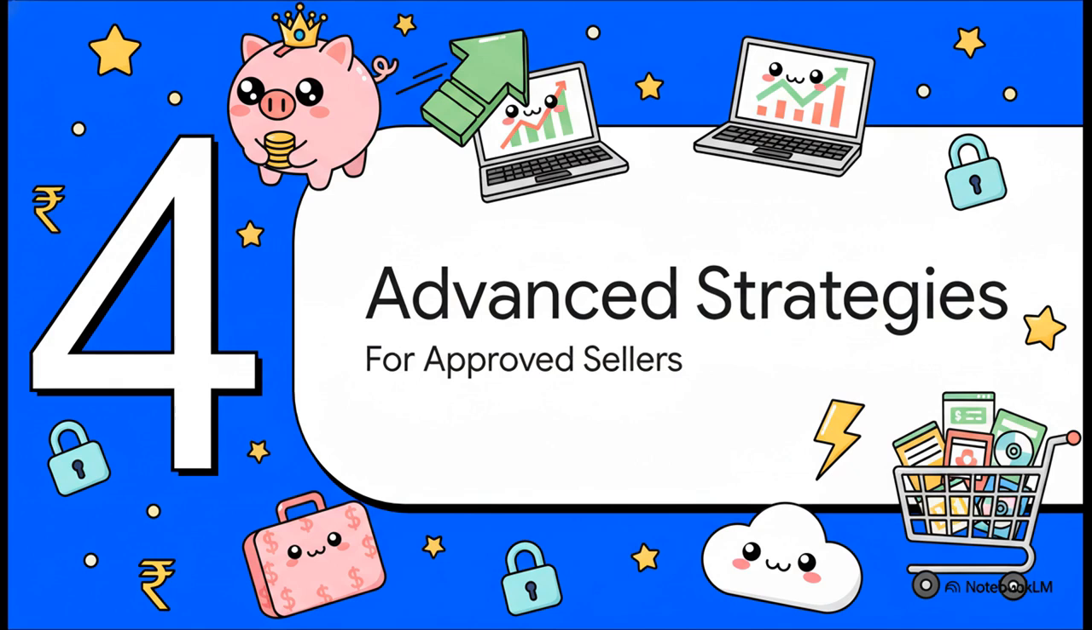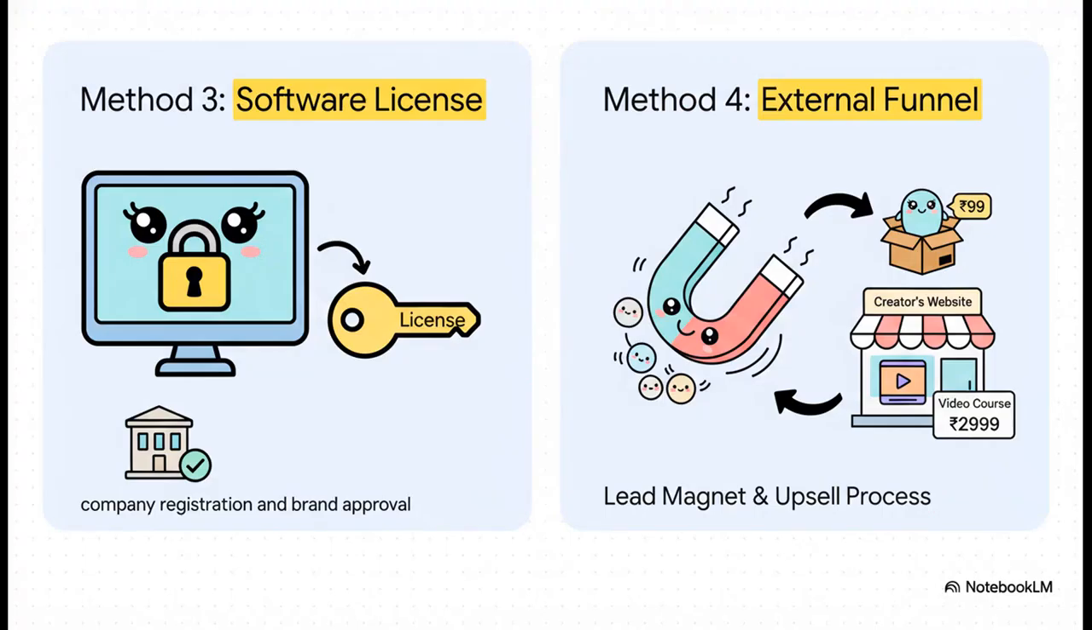All right, now for those of you who might be running a registered business or are just looking for some more sophisticated plays, let's get into 2 advanced strategies. So we have 2 very different paths here. On one hand, method 3 is for legit software companies. If you're registered and get brand approval, you can sell official software license keys.